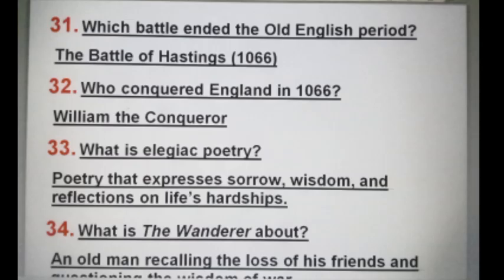Who started the Anglo-Saxon Chronicle? Alfred the Great. Which battle ended the Old English period? The Battle of Hastings, 1066. Who conquered England in 1066? William the Conqueror. What is elegiac poetry? Poetry that expresses sorrow, wisdom, and reflections on life's hardships.